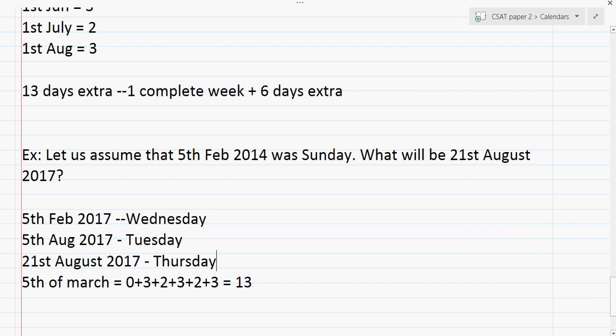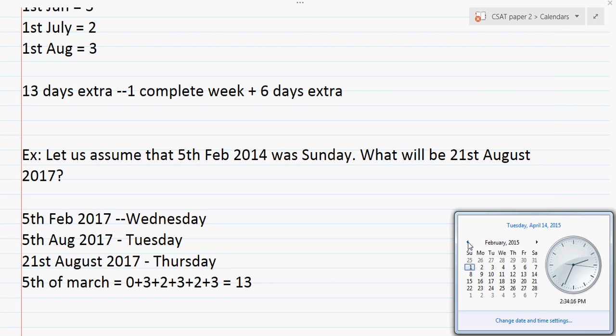Now you can also verify it by seeing the calendar, and we have the luxury to see this calendar because we are not in an exam kind of scenario, so we can verify our answers. But once we are in an exam scenario, we cannot do that. So 5th here is what? Let's take the 2014 calendar only. So 5th was Wednesday in 2014. So in 2017 we have to add 3, right? So it would be Thursday, Friday and Saturday.